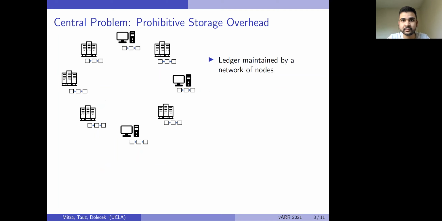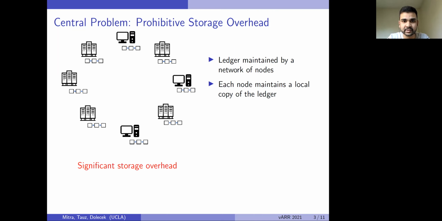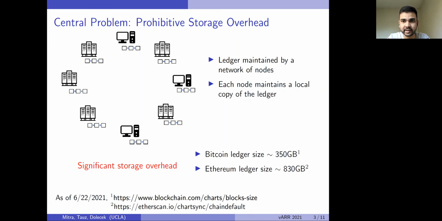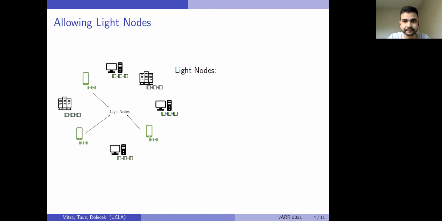One of the central problems in blockchain systems is that of prohibitive storage overhead. Because the blockchain systems are decentralized, there is no central entity maintaining the blockchain ledger, but this ledger is maintained by a network of nodes, and each node maintains a local copy of the ledger. And this causes significant storage overhead. For example, the Bitcoin ledger is currently around 350 GBs, and the Ethereum ledger is around 800 gigabytes. And this amount of storage is prohibitive for resource limited nodes.